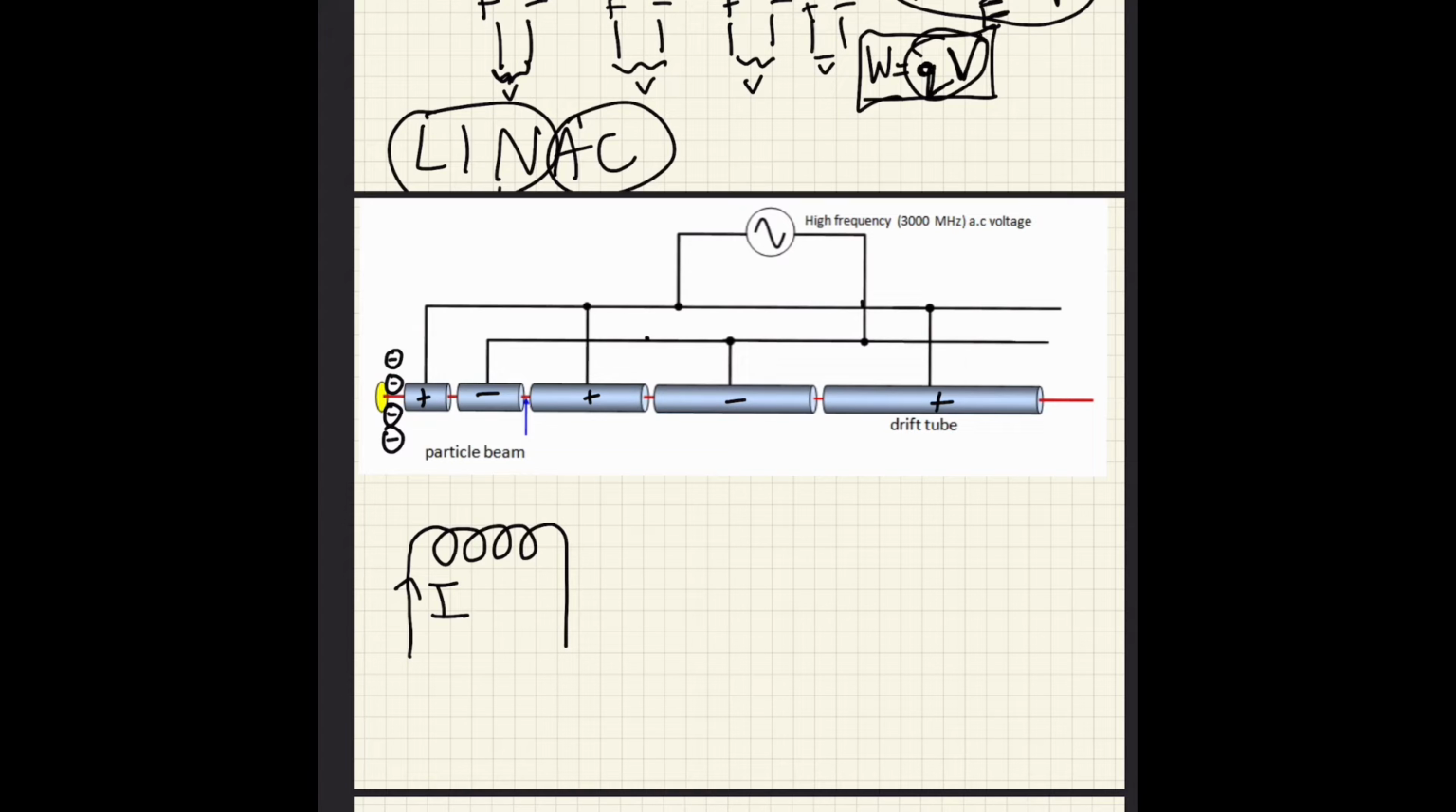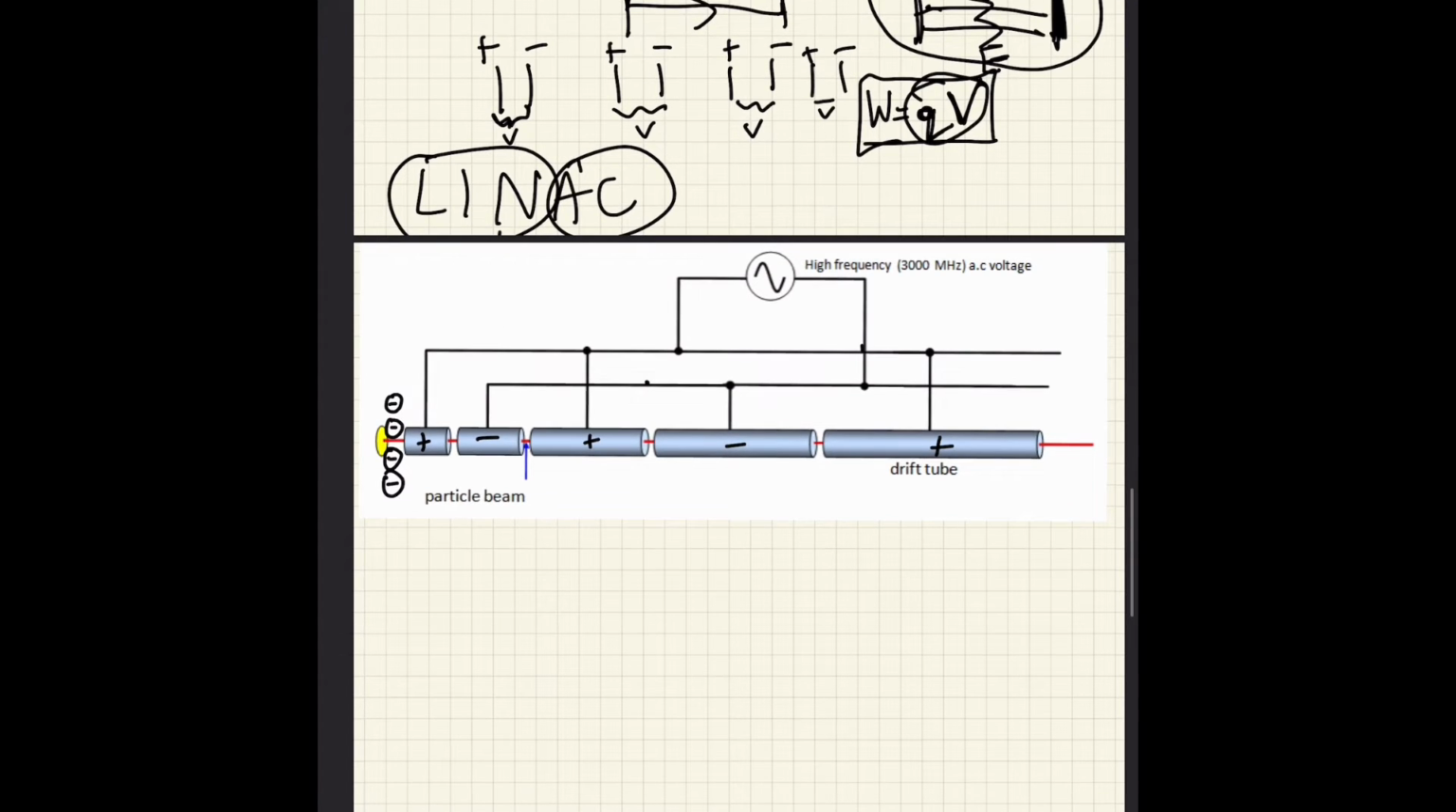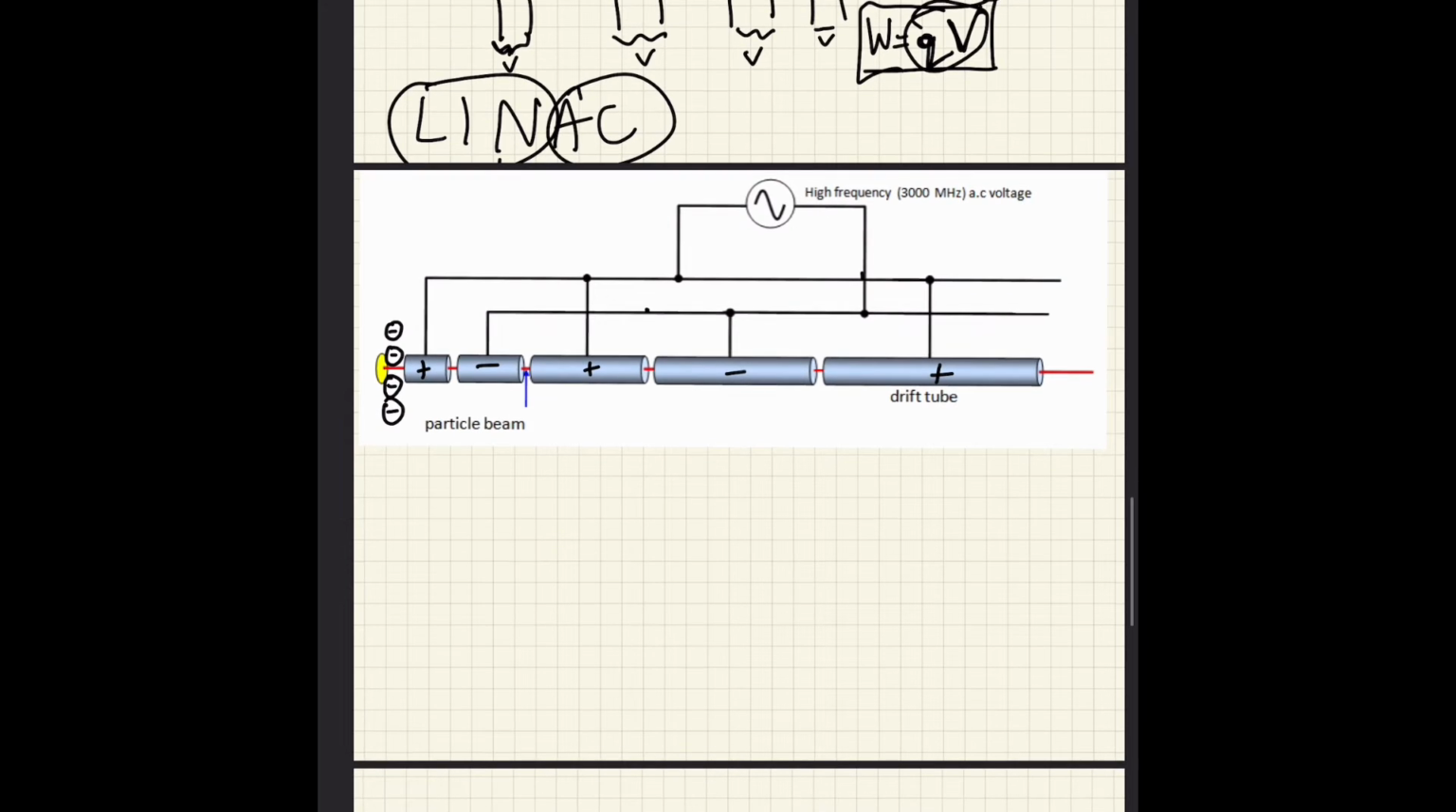I'm using electrons here because for protons it's a different process since the protons are bound to the nucleus. Okay? Now I want to accelerate it. So how do I accelerate it? I create an electric field from a potential difference. Now as you can see here, there's a potential difference. This side is plus, this side is minus.